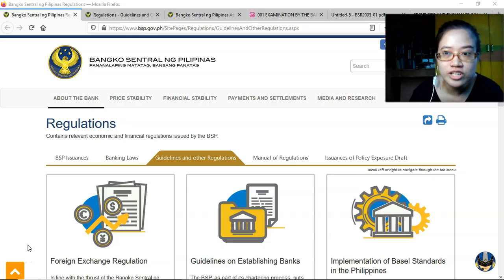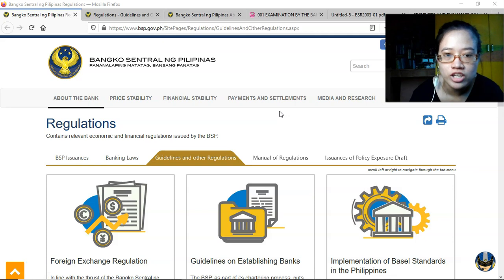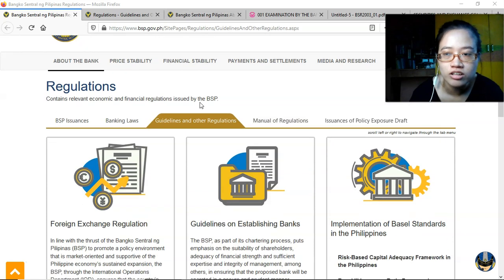Hello, so this is for the subject monetary policy and central banking. The topic for this one is BSP guidelines and other regulations. So we're here on the website of Bangko Sentral ng Pilipinas, bsp.gov.ph, and then we have this particular page for the regulations, guidelines, and other regulations.